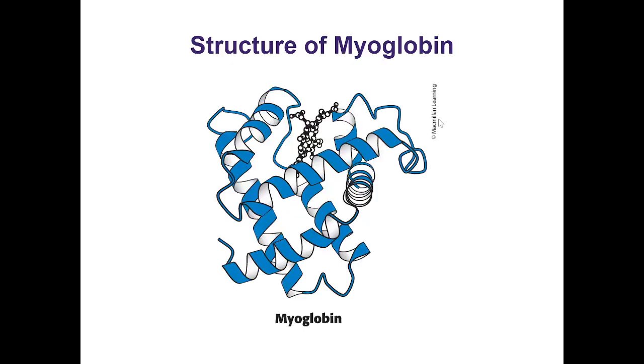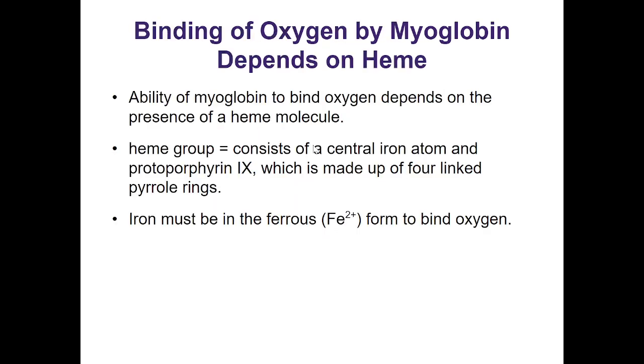This right here is the structure of myoglobin. It's a single subunit, or another way of saying that is the tertiary and quaternary structures are the same. Anybody know where the heme is? Yeah, it's right there. Very good. The ability of myoglobin to bind oxygen depends on the presence of your heme molecule. Without the heme, it cannot bind oxygen basically at all.